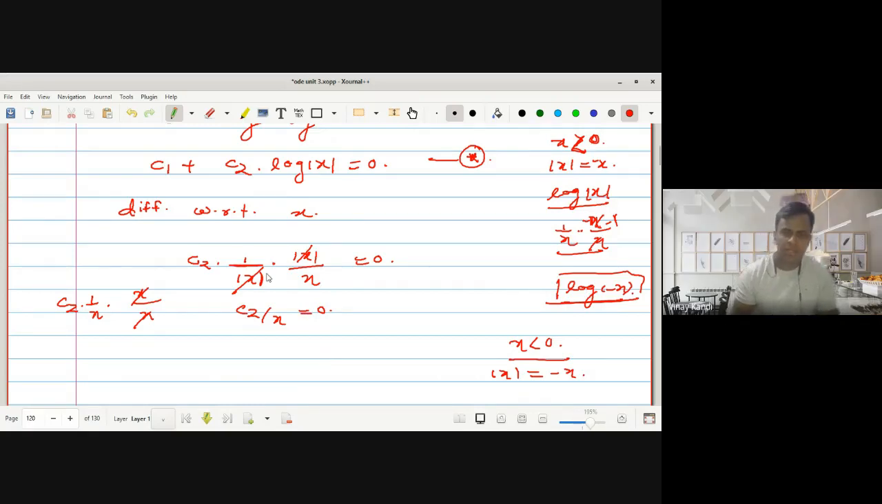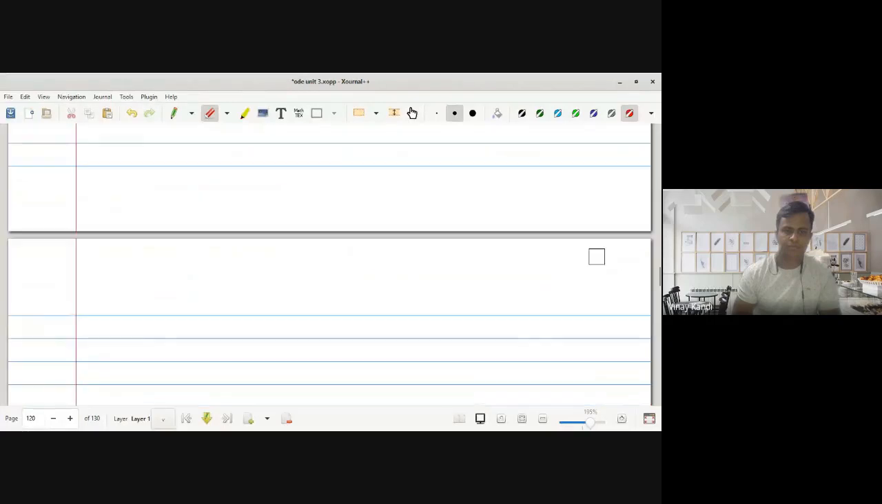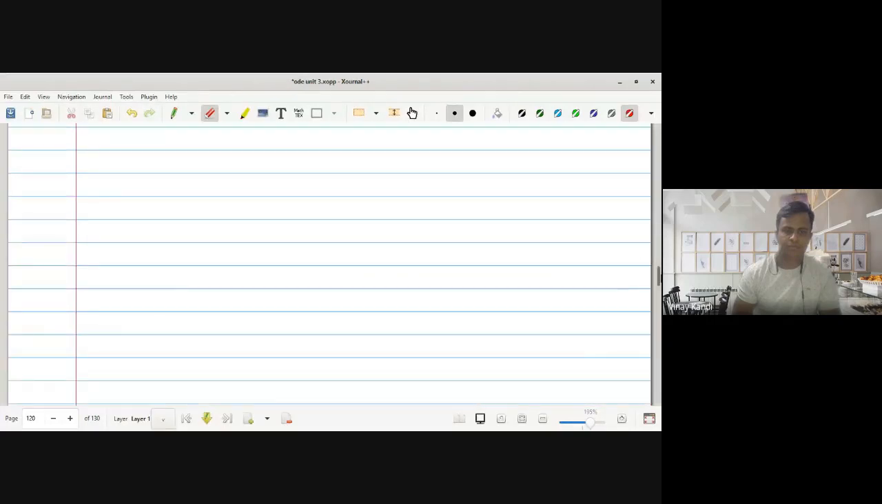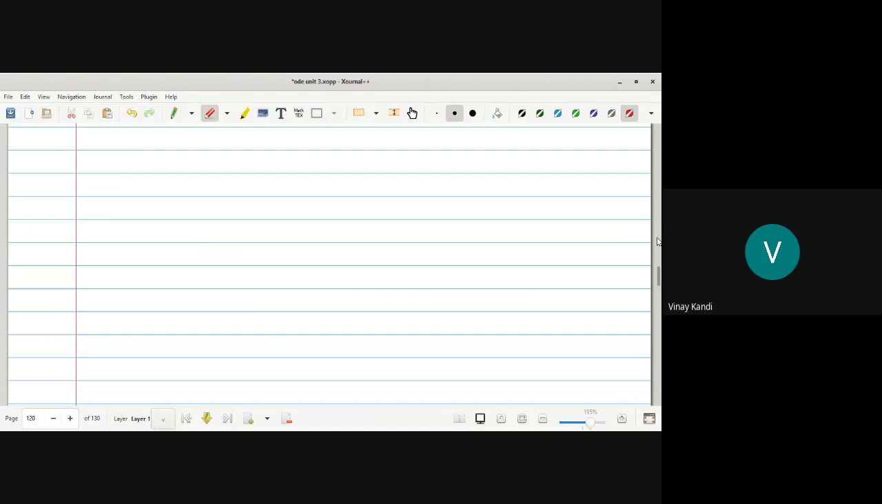कसा आहे 1 upon mod x into mod x upon x, x greater than 0 असताना. मग ऍक्च्युअली त्याला सांगितलं होतं. Wait a minute.